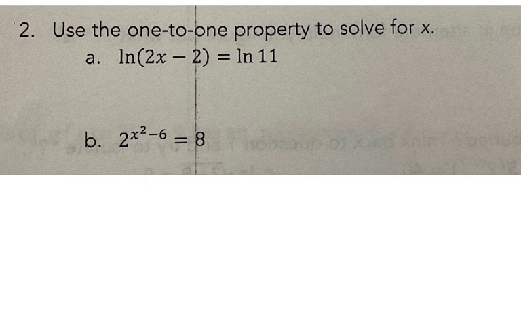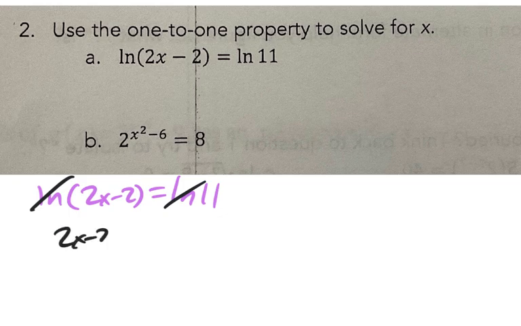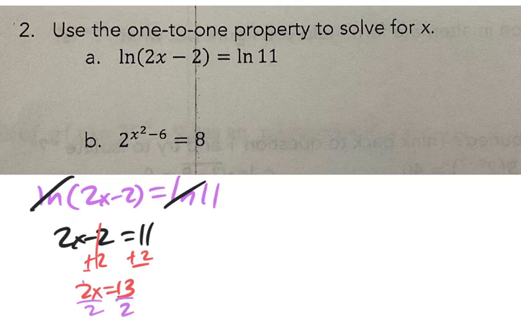All right, let's look at these. Question A. First, we've got the natural log of 2x minus 2 equals the natural log of 11. Because I have a single natural log on both sides, I can drop the natural logs. That leaves me with 2x minus 2 equals 11. Add 2 on both sides. 2x equals 13. Divided by 2 equals 6.5.